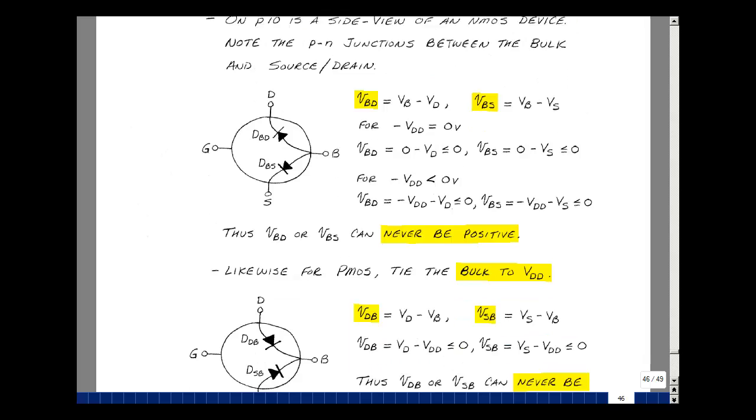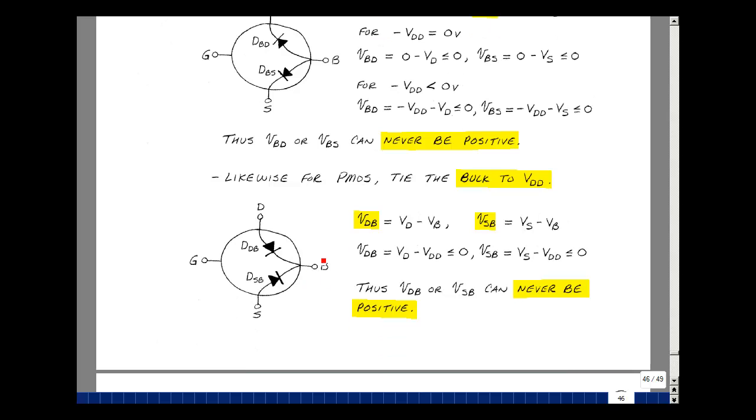Let's see about the P-channel device. Here the bulk is equal to N material, and the drain and source are P material, so I've got a diode between these two pairs of nodes. The voltage across this diode is from the bulk to the drain, the difference of those two node voltages, and then likewise here, the source to bulk, difference of those two. If I tie this to the most positive potential in the circuit, that's going to put this over here. Whether I've got a plus or minus 5 volts or 5 volts and 0, it's just going to be the positive power supply.